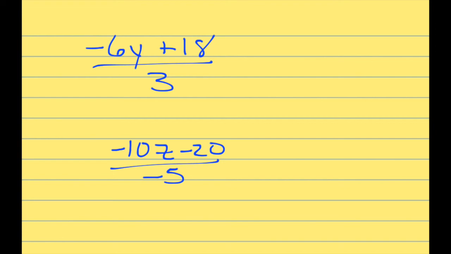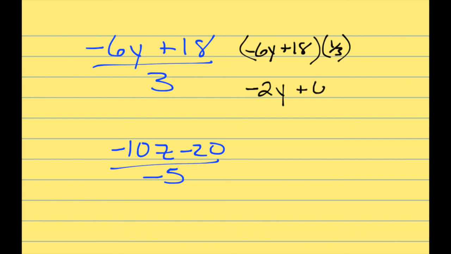Okay, so in the top one, we've got negative 6y plus 18, and we're multiplying that by 1/3. 1/3 of negative 6 is going to be negative because they have different signs. And 1/3 of 6 is 2. And we need to keep the y. And 1/3 of 18 is 6.